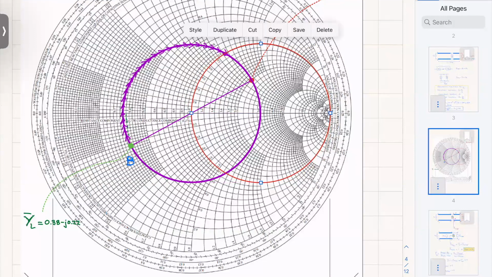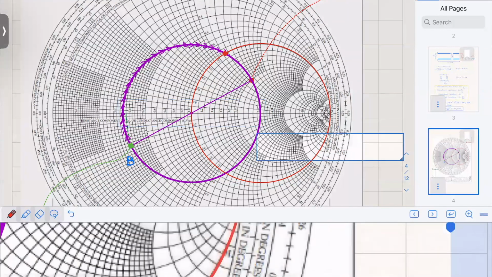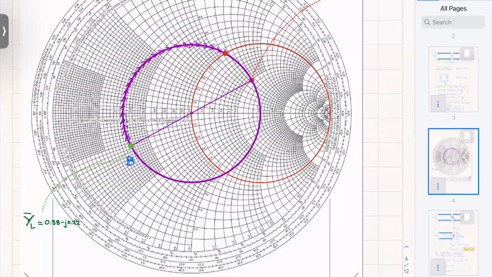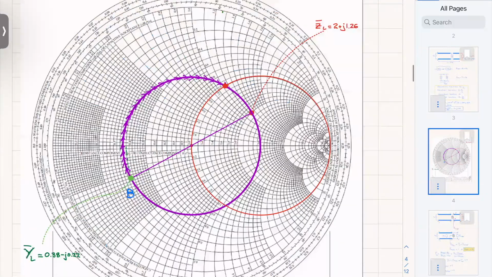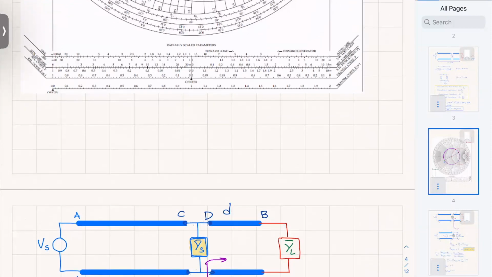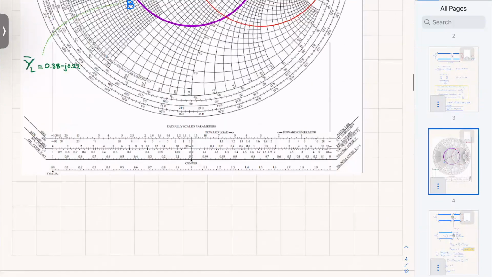So if I stop here at this point, then I know that that admittance there, because now I'm working with admittances, has a real normalized part of 1. So I'm going to stop there, and the point that I am at is D, right here. This is the point here.